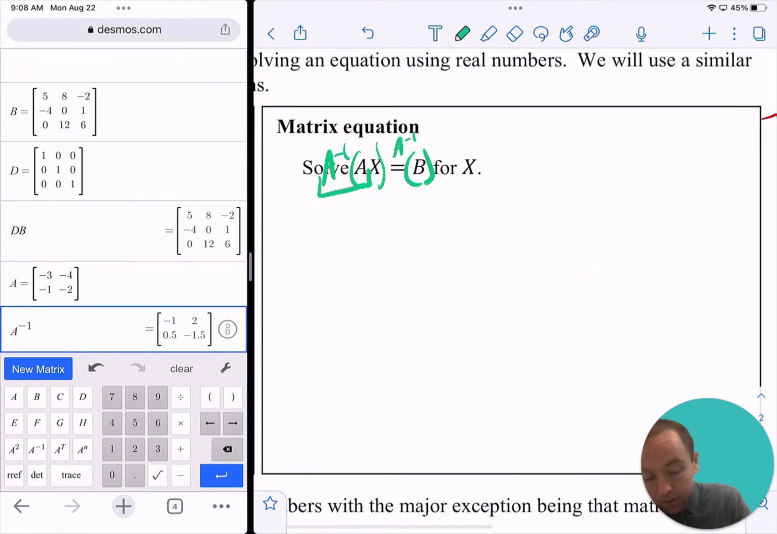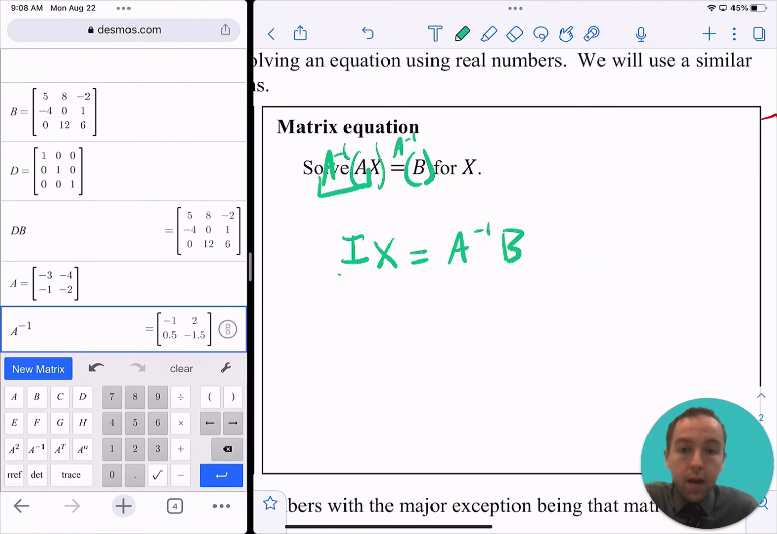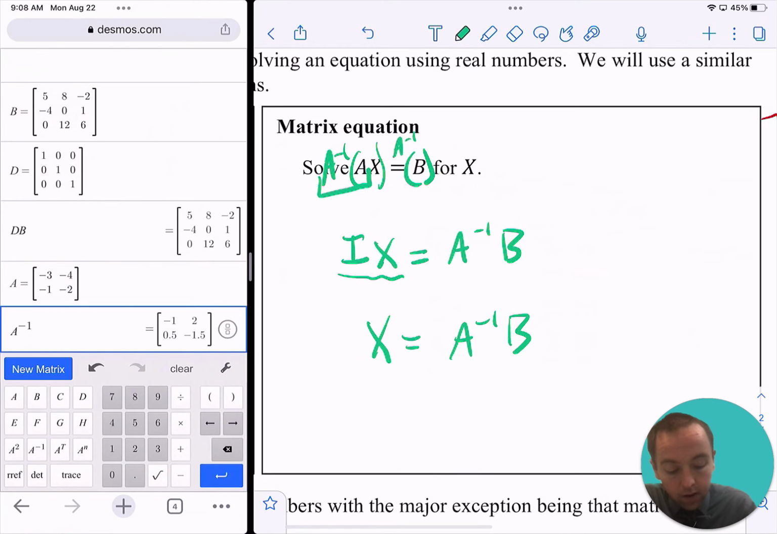So what's going to happen then, because we go from left to right, is A inverse times A is going to equal I. And so then you'll have I times x equals A inverse times B. But we know that anything times the identity matrix is just the same matrix, so you just get x. And now we've actually isolated x, as we've been asked to do to solve for x.